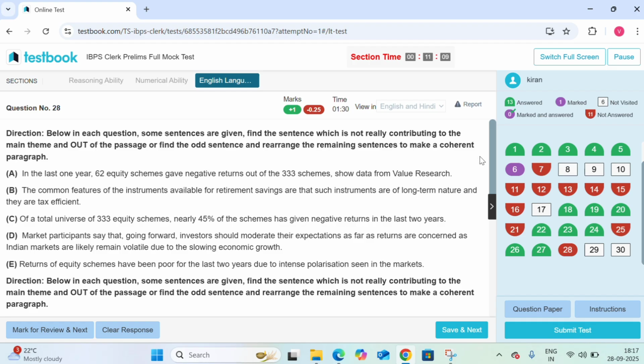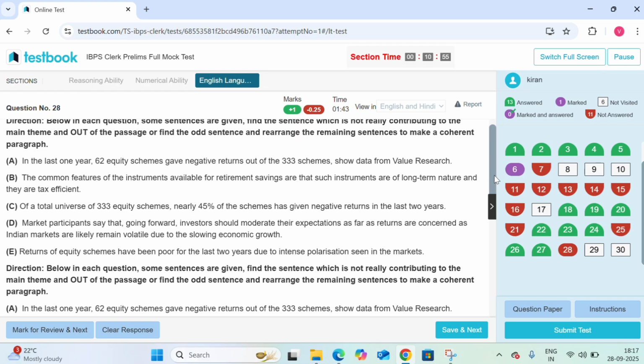This is correct. A and C are correct. Market participants say going forward, investors should moderate their expectations as far as returns are concerned. Indian markets are likely to remain volatile due to the slowing economic growth. I think D. B and D.